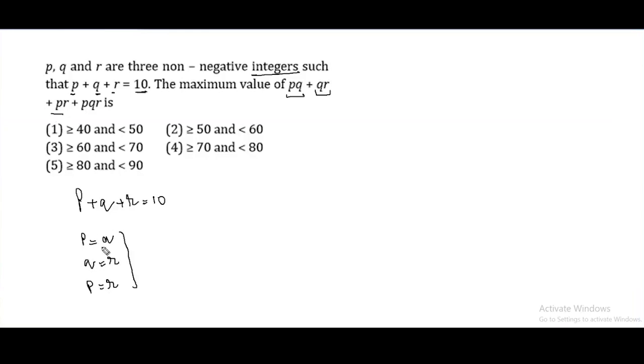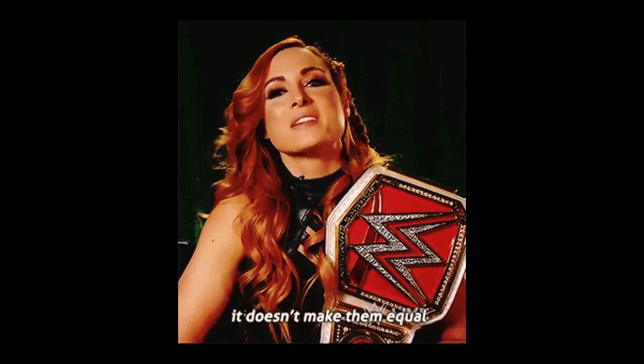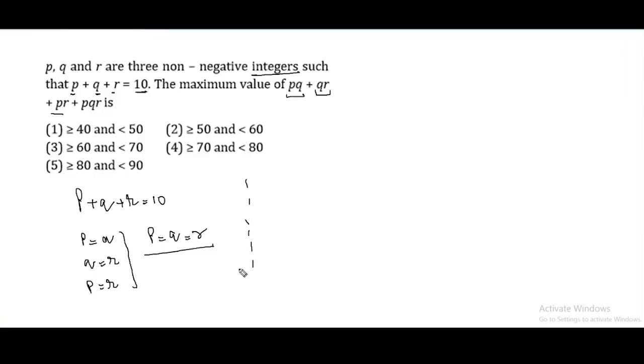So actually if p is equal to q and q is equal to r, so all three should be equal. But here I cannot take them equal, as I said, because it is given integers. So what we need to do, we need to take the close values, and it is non-negative, meaning 0 or positive. So we'll try to get as close as possible values.